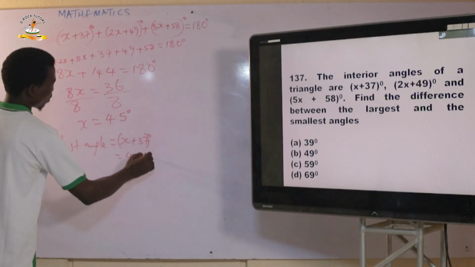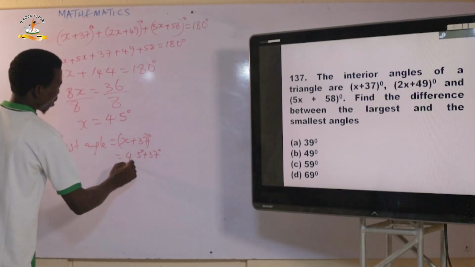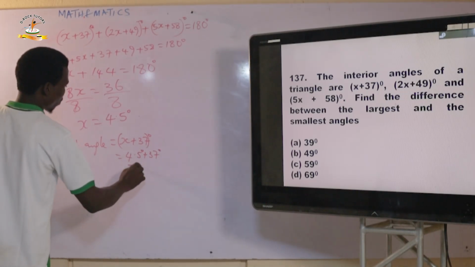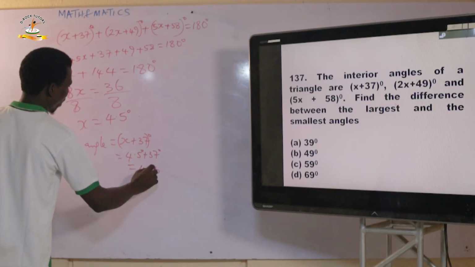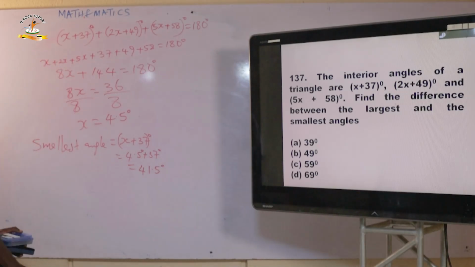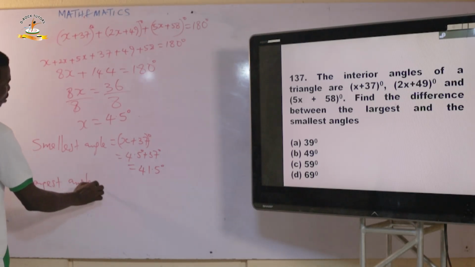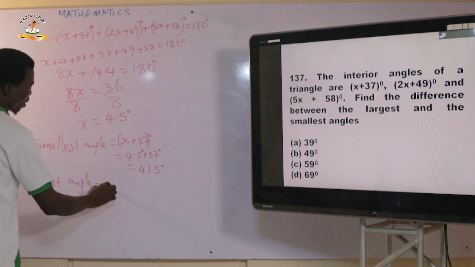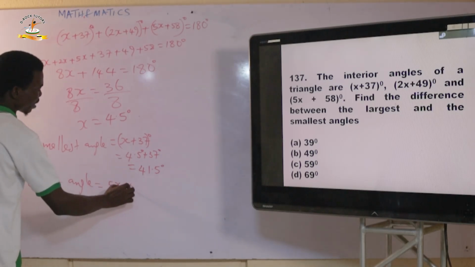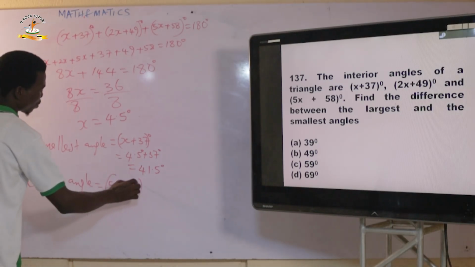4.5 plus 37 degrees, and this is simply 41.5 degrees. Next is the largest angle. The largest angle is the one with 5x plus 58 degrees.